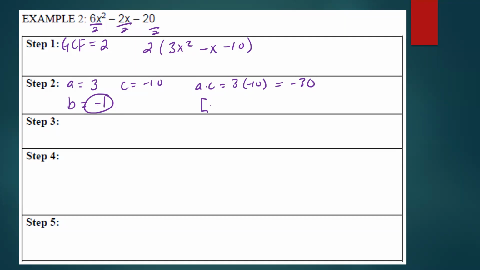We need a negative 1 in the output. There we go. Okay, so 5 and negative 6 would work. That's because 5 times negative 6 equals negative 30, and negative 6 plus 5 equals negative 1. So that's why it works. So step 3 is to replace this into your original equation. Remember, with your original equation, you had a GCF. That GCF stays there. So we now have 3x squared.